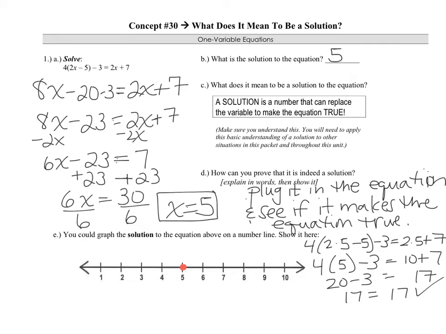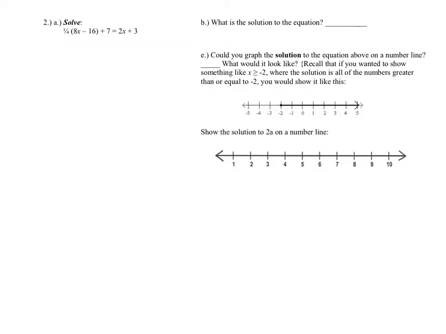Then we're going to throw in some stuff with number lines. It says, could you graph the solution to the equation on the number line? And the answer is yeah, right? If you have a number line, the answer is 5. You could just put a dot right there on 5. You could put it right on the number line, or you could put it above the number line. But the solution, yes, indeed, does fall on the number line. All right, go ahead, stop the video, and try number 2 on your own. Answer all the questions, and then come back and make sure that you've got it right.